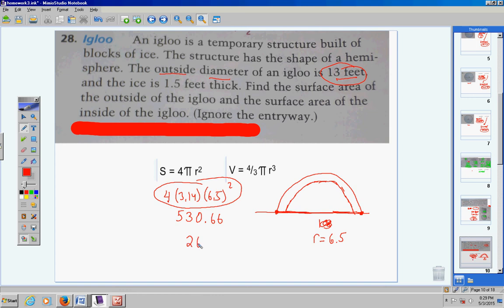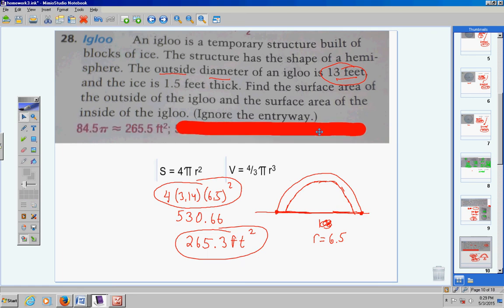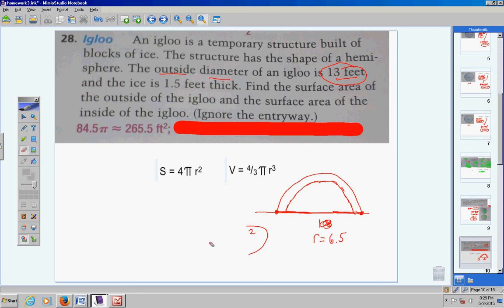So 265.3, we're dealing with feet, so square feet, because we're dealing with area, surface area, alright? And that is the correct answer so far, okay? Now, let's take a look and find the surface area of the inside of the igloo.